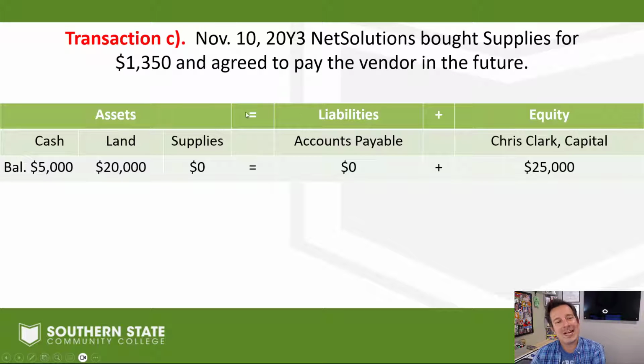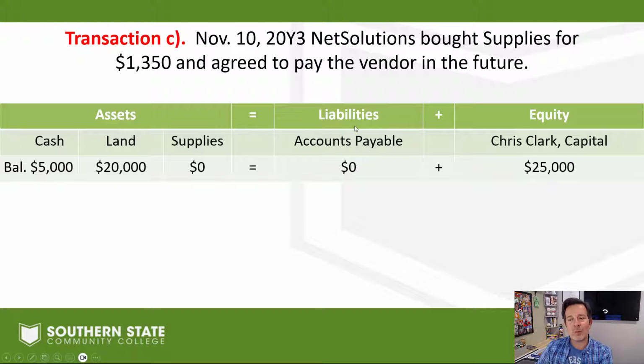How about transaction C here? November 10th, 20Y3, Net Solutions bought supplies for $1,350 and agreed to pay the vendor later on down the road. So you'll notice I've added a new account under assets called supplies. And I've also added a new account under liabilities called accounts payable. Because I'm paying later on, that's a liability.